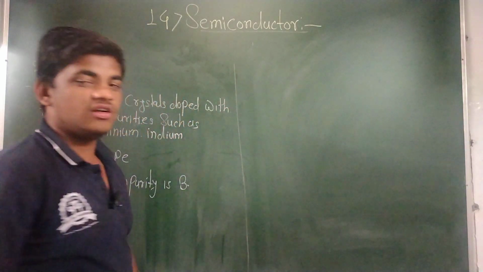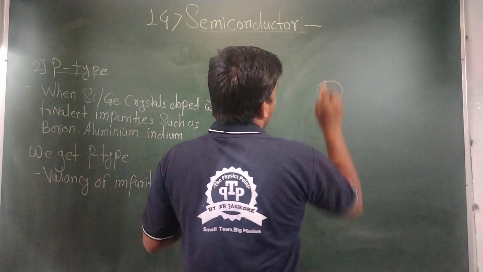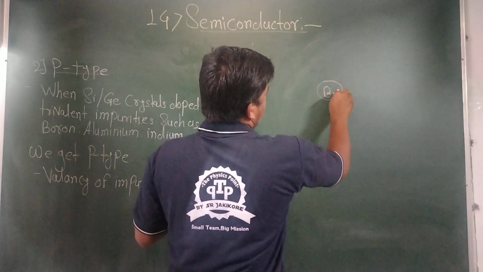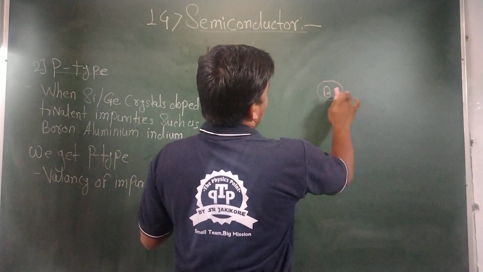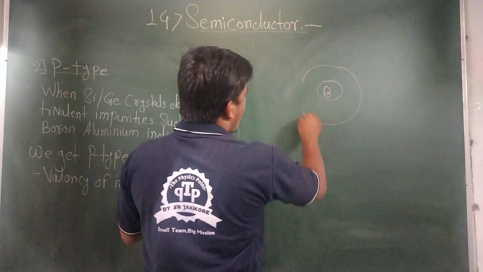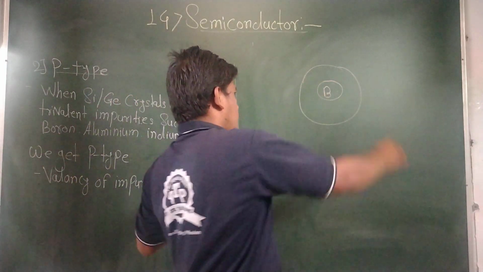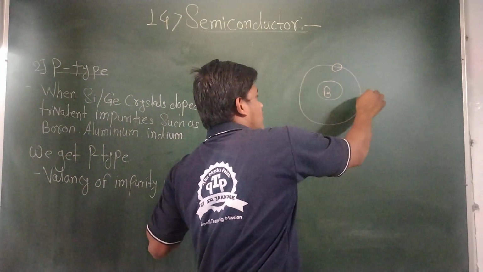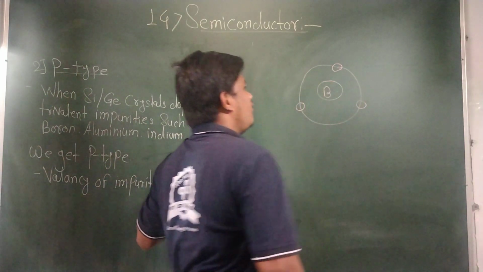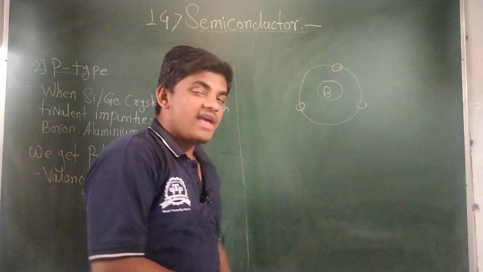Then we draw a diagram in the same pattern as in the previous lectures. Consider this is a boron, and it has 3 electrons in its outermost orbit. Then the valency of that impurity atom will be 3. The pink colored electrons are the electrons of the boron.